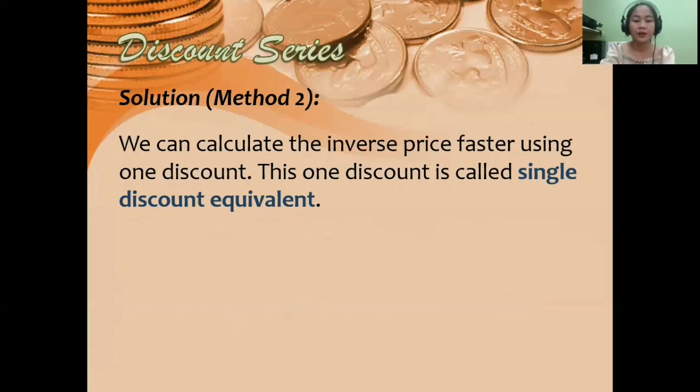The second method is we can calculate the invoice price faster using one discount. This one discount is called the single discount equivalent. So remember, we have two rates, which are the 25% and 15%. Now, in order to do the shortcut, we will try to combine those two rates into one rate. That is called the single discount equivalent. So how will we do that?